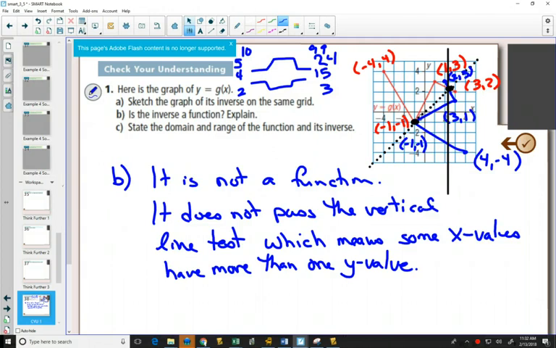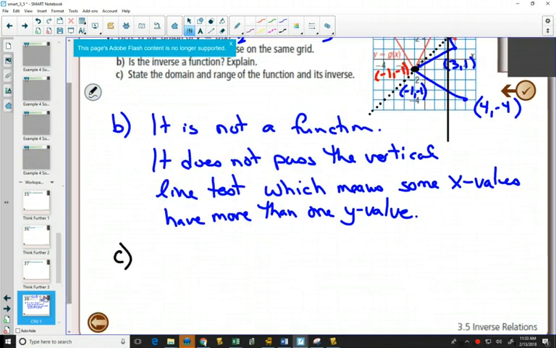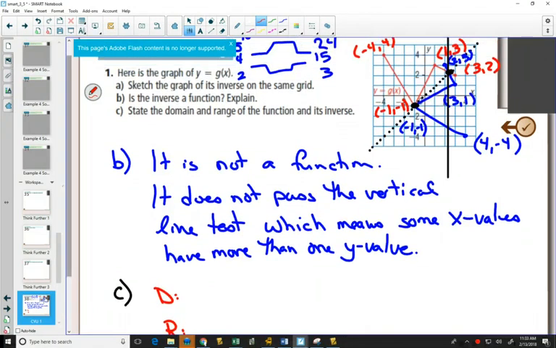So now state the domain and range of the function and its inverse. So in part C here, I'll do the original one in red. I'll use set notation. So our smallest x value is minus 4. Our biggest x value is 3. So negative 4 is less than or equal to x is less than or equal to 3. And for our range, our smallest y value is negative 1. Our largest y value, it goes all the way up to 4. This is the domain and range of our red graph.